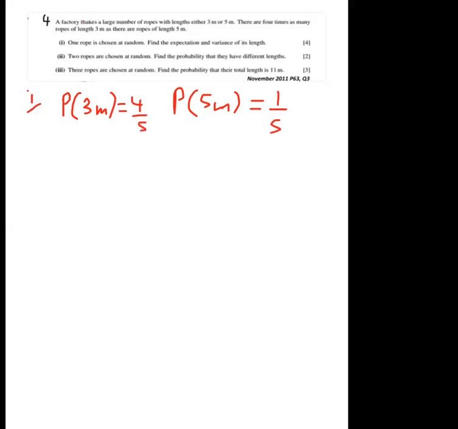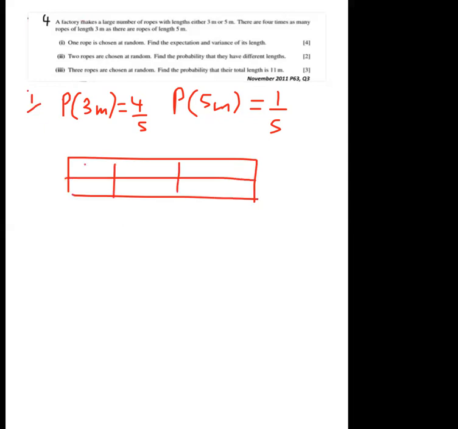Now, in the first part, one rope is chosen at random, find the expectation, the expected value, and the variance of its length. For this, I'll use the probability distribution table. First, I'll draw the table. We don't need this necessarily, but it will make work easier. So this is X, this is probability. The first possible value is 3 meters, the second is 5 meters. For 3 meters, the probability is 4 by 5, and for 5 meters, it's 1 by 5.